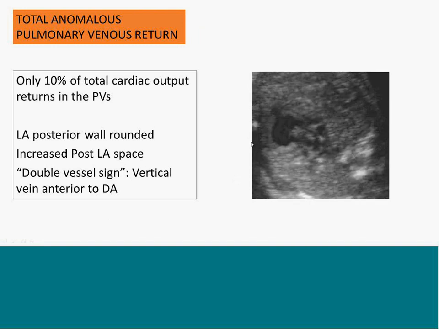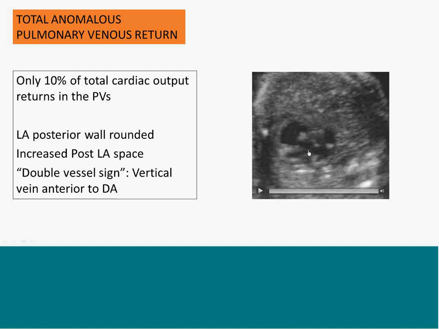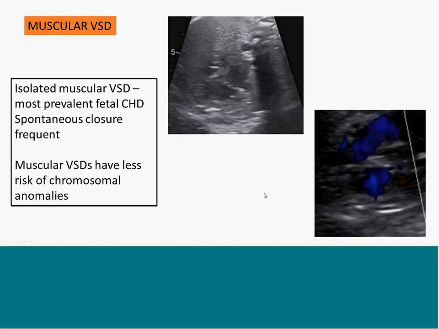Now we come to the third entity, which is total anomalous pulmonary venous connection. Now as we understood, TAPVC is difficult to diagnose in pregnancy. However, we can suspect it. It's difficult to diagnose, and that's because the flow is very little. There's only 2% of the total cardiac output which goes into the pulmonary veins, and hence the flow is going to be very little.